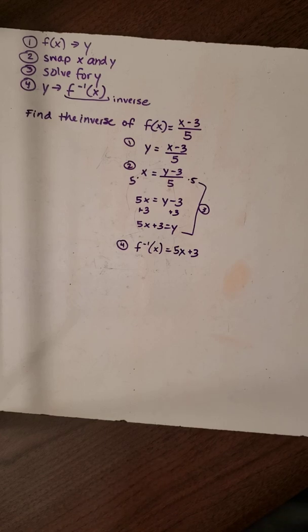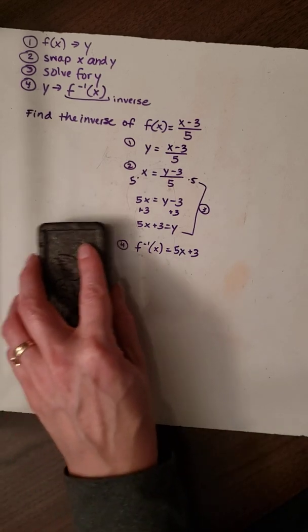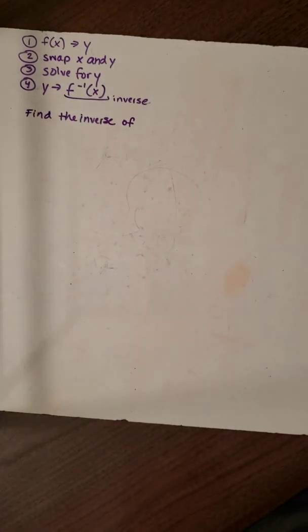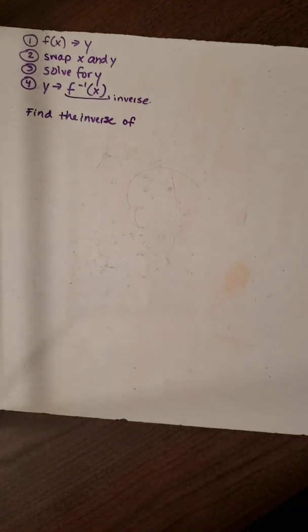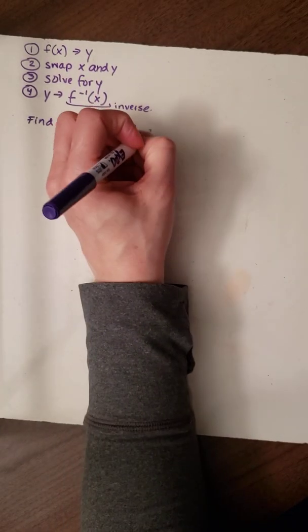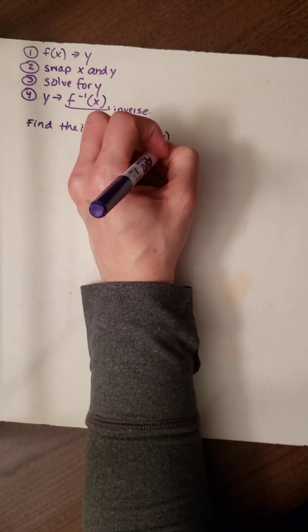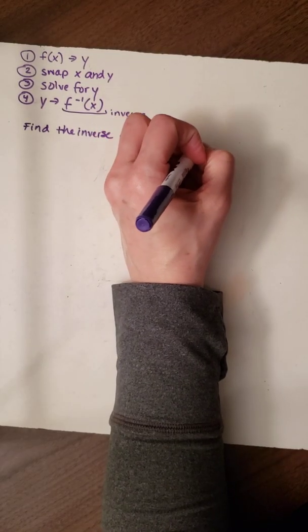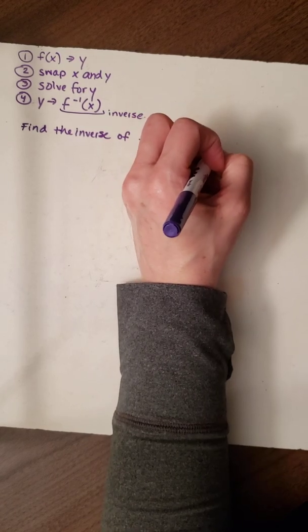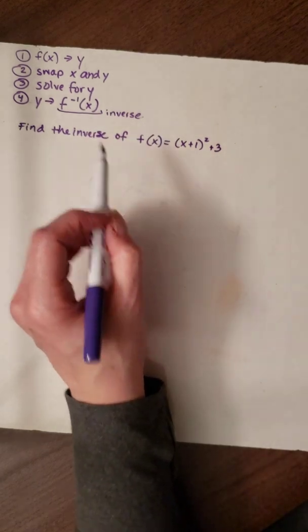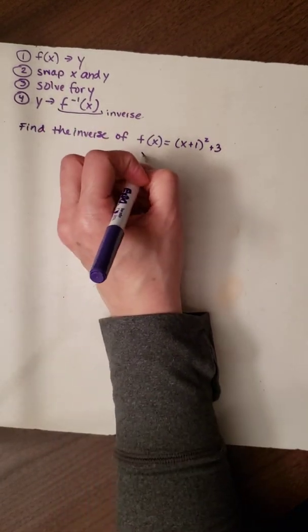All right, let's do another one. Erase this one. And now we're going to find the inverse of f of x equals x plus 1 squared plus 3. So step 1, f of x out, y in.